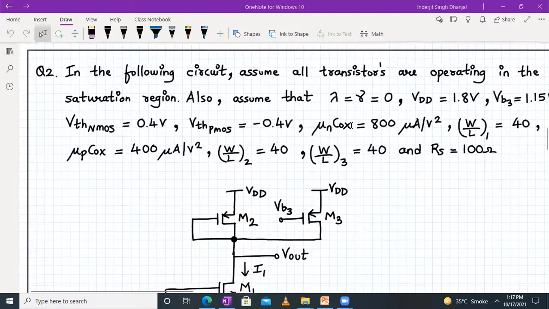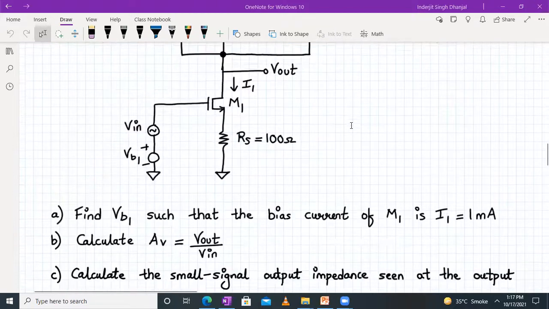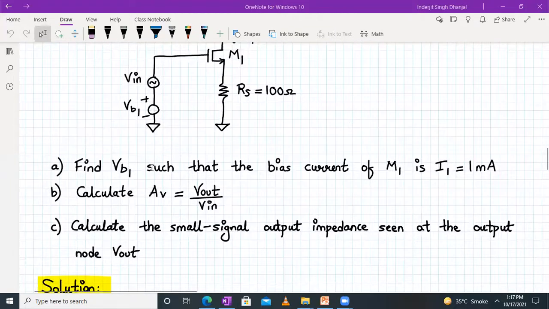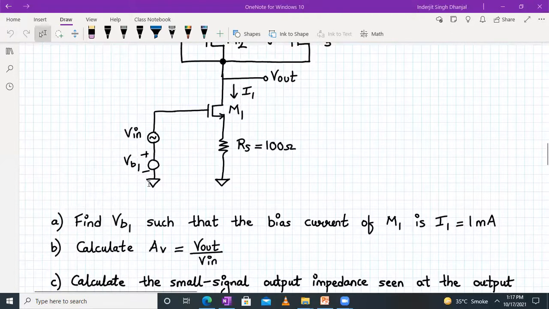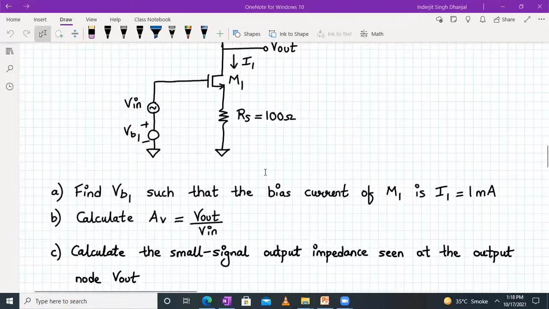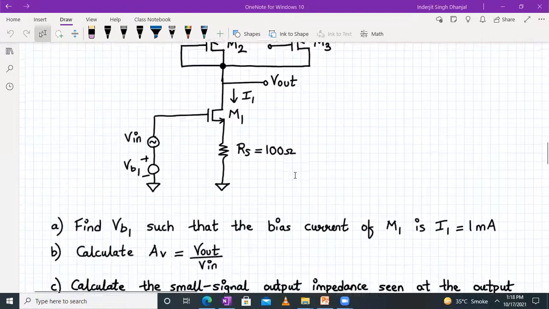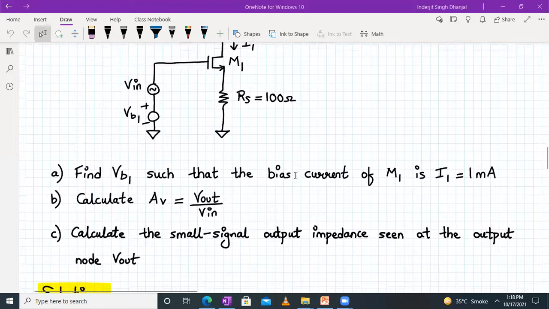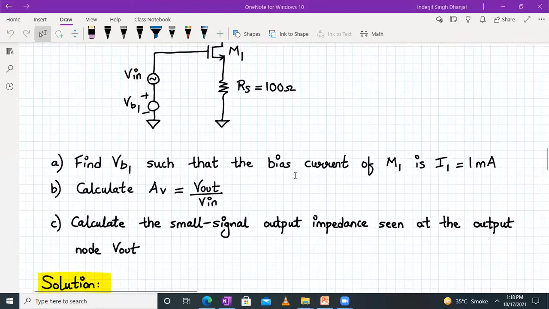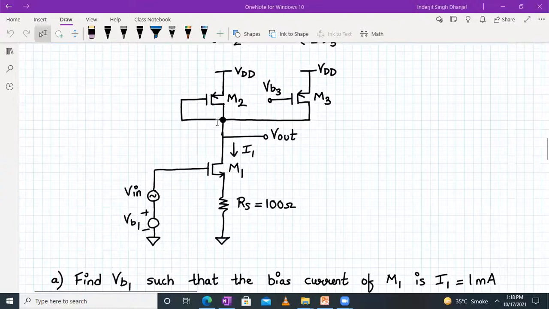Okay. So what are we supposed to find? Find VB1 such that the bias current of M1 is 1 milliampere. So they're asking us to find the VB1 biasing voltage such that the bias current flowing through the M1 transistor is 1 milliampere. Then we have to calculate the overall voltage gain, Vout upon Vin, of the circuit. Next, we have to calculate the small signal output impedance seen looking into the output node Vout.